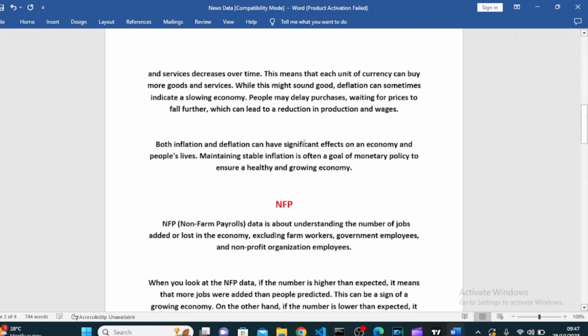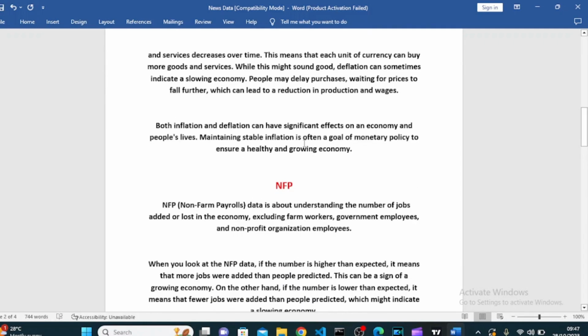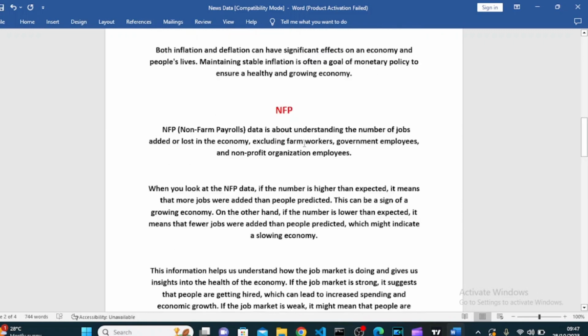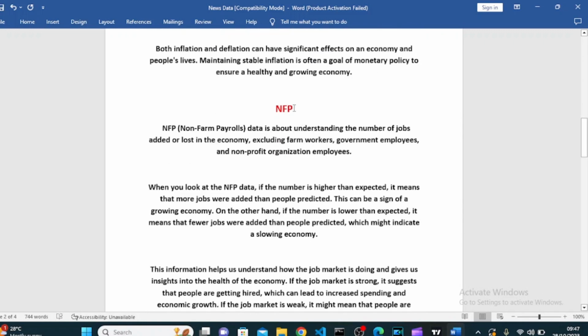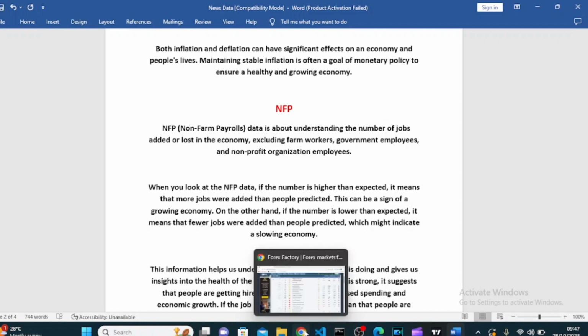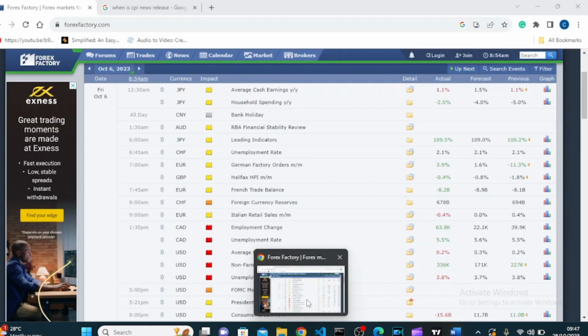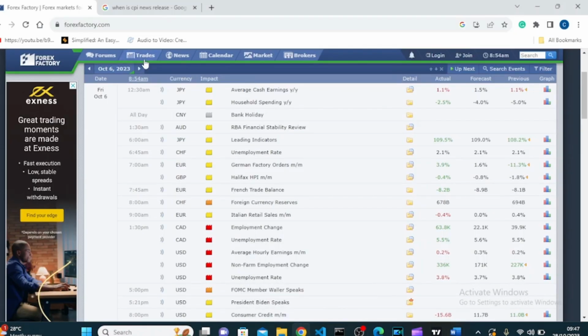So before we look at NFP, the next news data I would want to share with us how to interpret, let's look at the charts. Before then, let's go to our Forex Factory. Remember how to go to your Forex Factory: go to your Chrome, whichever browser you're using.